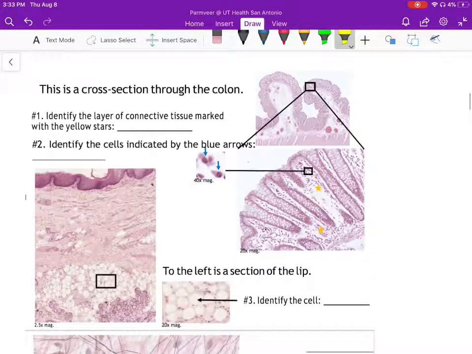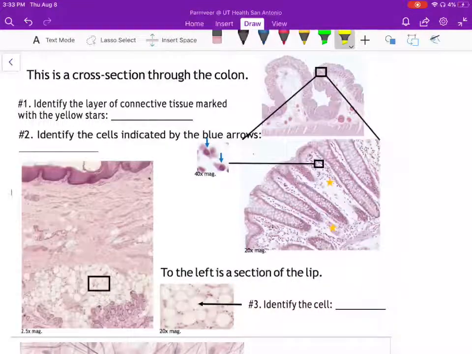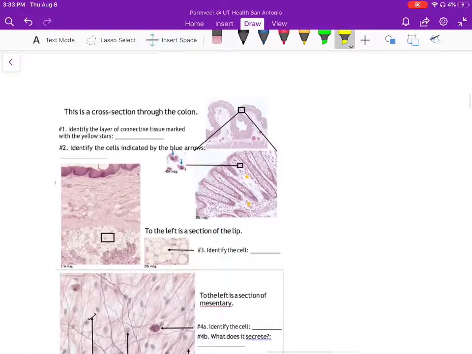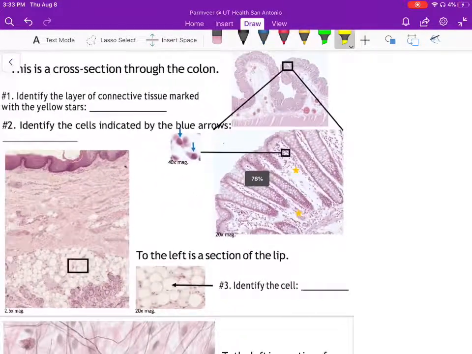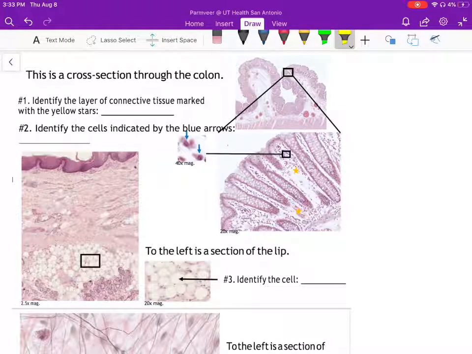Here you can read the first question. Question 1: this is a colon, and you can see we have epithelial tissue and some kind of connective tissue. Number 1 says, identify the layer of connective tissue that is marked by the yellow stars. It's pretty loose, not a lot of cells going on in there, so more than likely this is the lamina propria. Lamina propria is the first one. Then you have: identify the cells indicated by the blue arrows, which are inside the lamina propria.